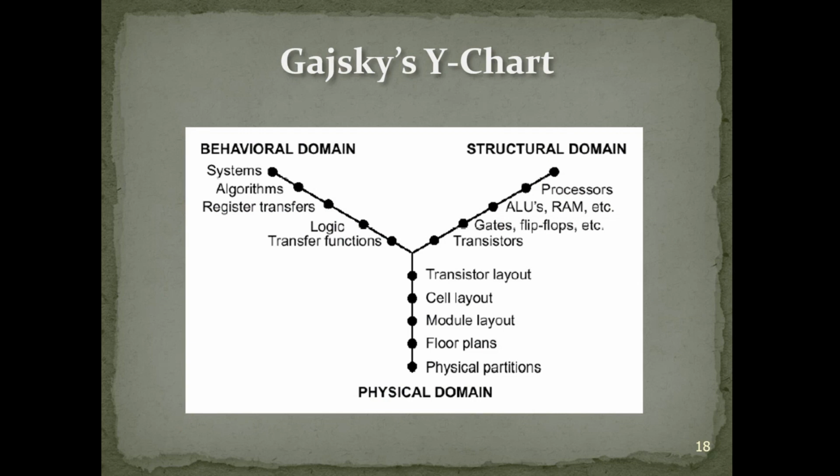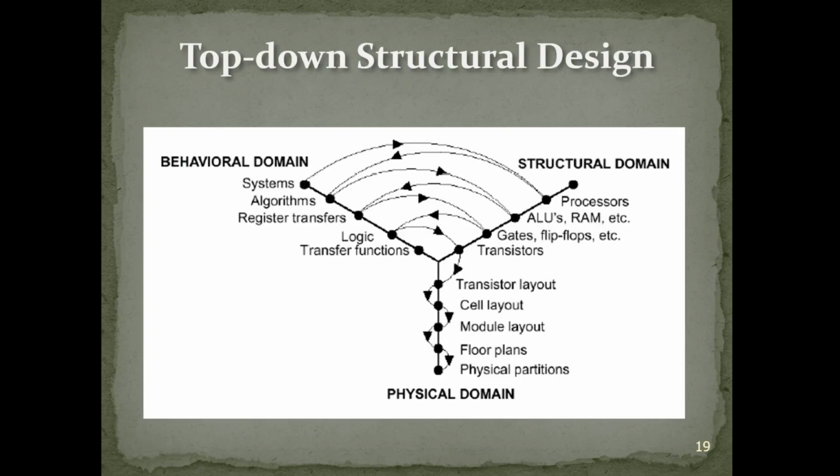And as you can see in the Y chart, we have essentially a behavioral domain branch, a structural domain branch, and then we have the physical domain. So let's see how all those things map to each other. And here it is. If we start with the highest possible level, we start with a system. Now, if we want to design a complex system, that might well contain a number of components, and that takes us to the structural domain, where there might be processors and all sorts of other high-level stuff.